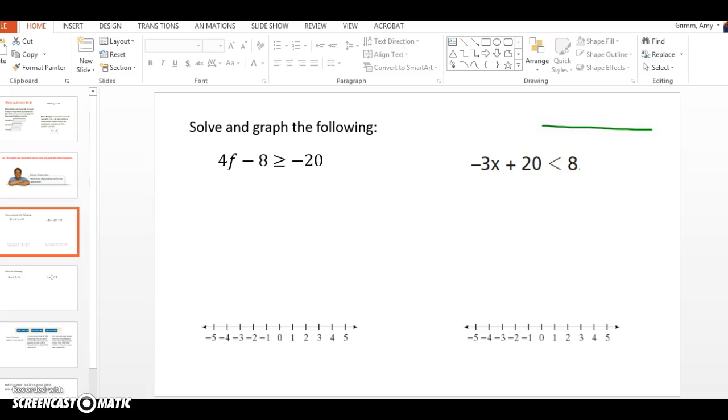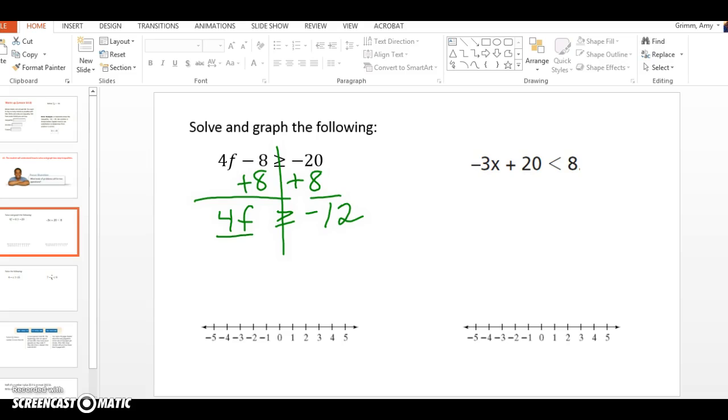What would I do first on this one? Add 8. Does adding 8 change the inequality symbol? No, it does not. So now I get 4f is greater than or equal to, what do I get? What's negative 20 plus 8? Negative 12. Okay, now what do I do? Good. And does that flip the inequality? No, because I divided by a positive. So sometimes you're going to do these, and they're going to be exactly like regular two-step equations. Nothing's going to change.